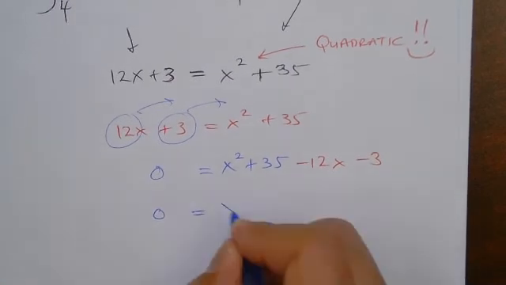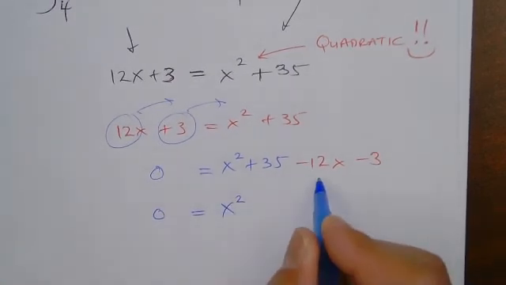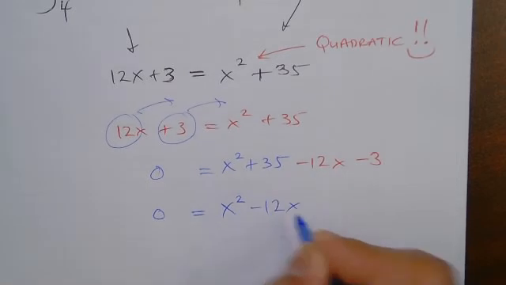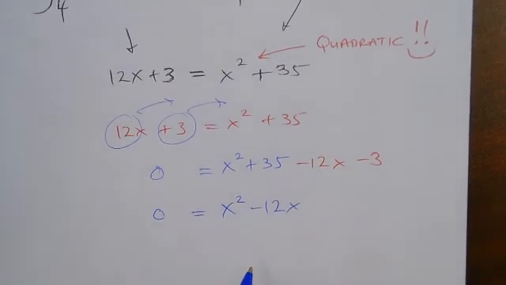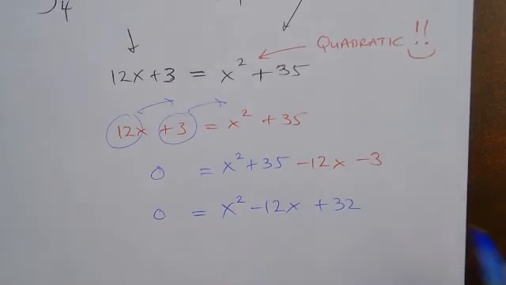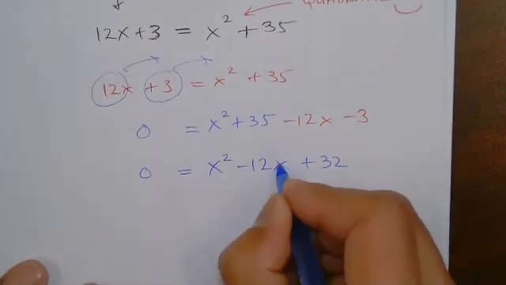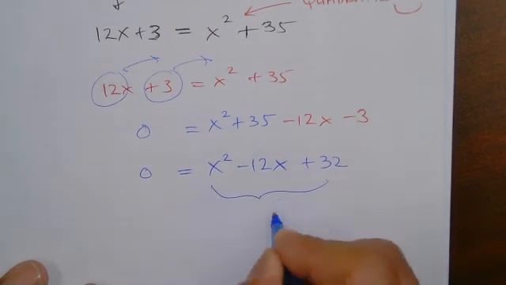What's left? This. 0 is equal to what? X squared minus 12x, right? That's the only, right? Put it in the correct order. X squared minus 12x plus 32. Is everybody good? All right.